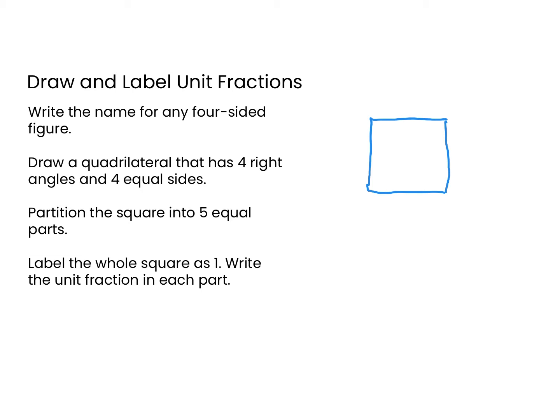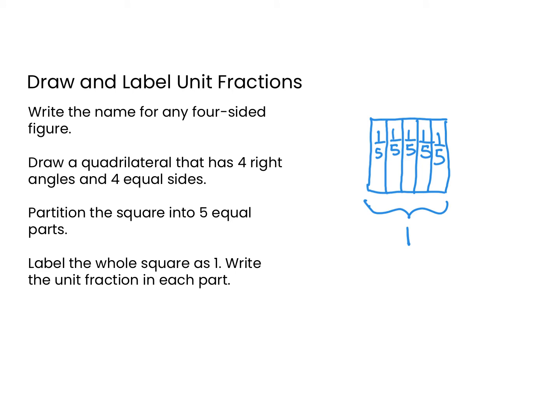And we're going to partition that square into 5 equal parts this time. So I'm going to try to do that. All right, I should have 1, 2, 3, 4, 5 parts. I'm going to label my whole square as 1 or as a whole. And each one of those parts is 1 part of 5. So each one of those is 1/5. And that is what yours should be looking like.